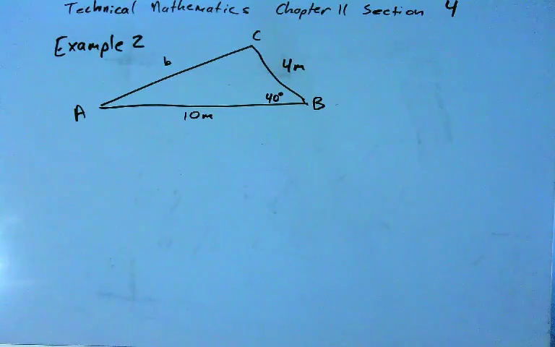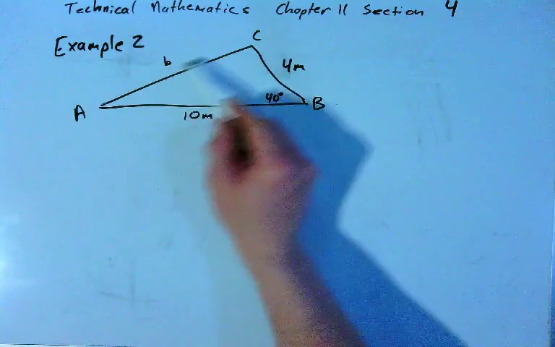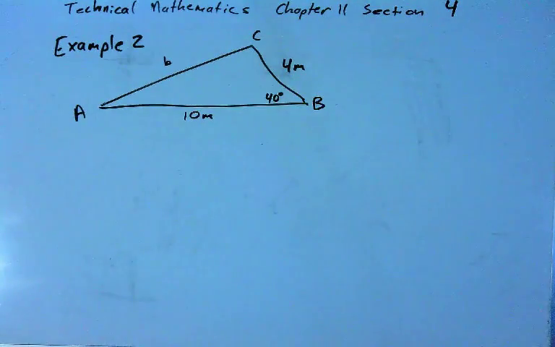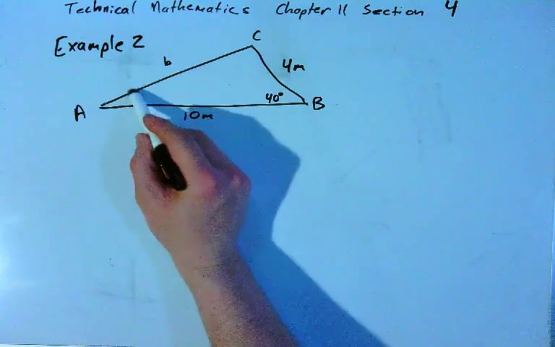And so they want us to find two things. How long must the rafters be on the south side? That's the length of this side of the triangle. And also, what angle does the roof make with the horizontal on the south? And so they're looking for this angle.